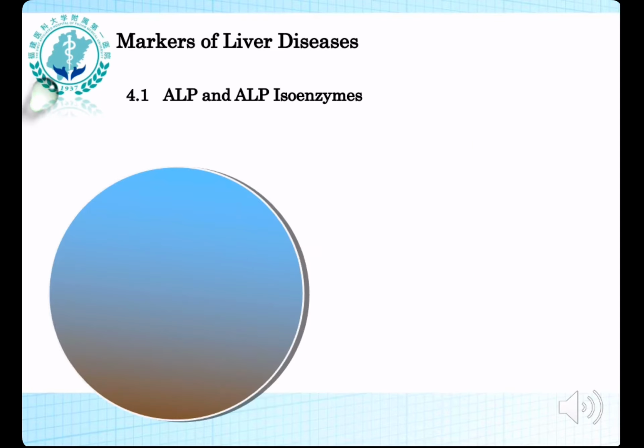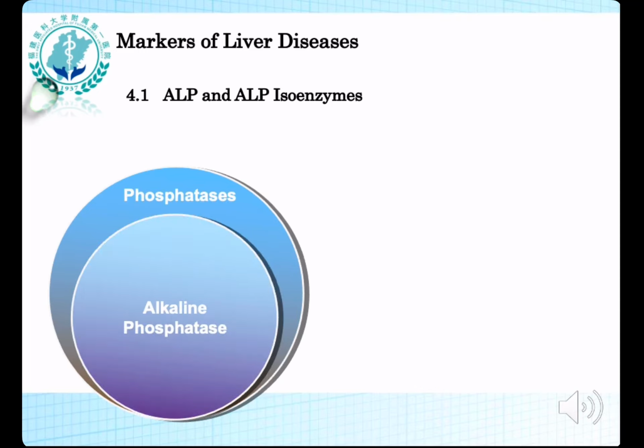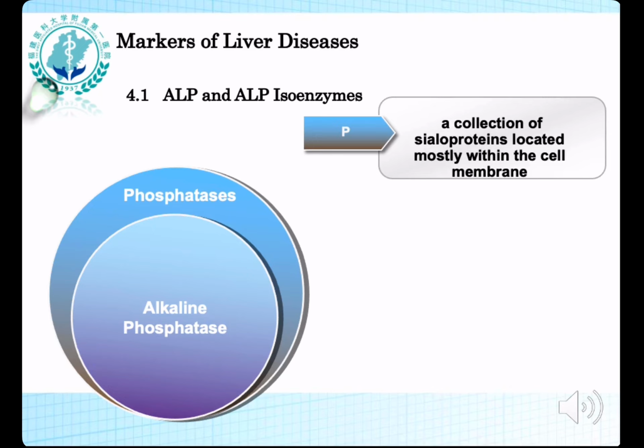First one, ALP and ALP isoenzymes. Okay, phosphatase is a collection of cellular proteins, which is located mostly within the cell membrane. The function of phosphatase is to transport inorganic phosphate from donor to receptor molecules.